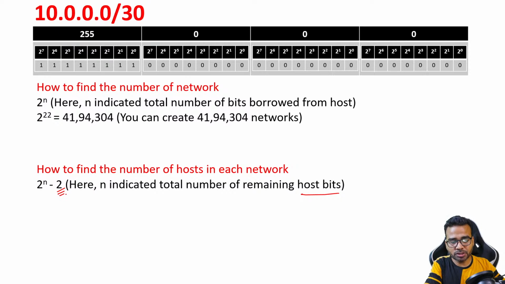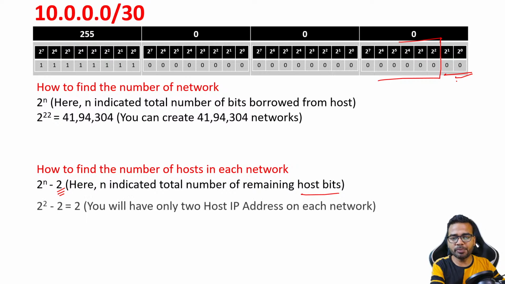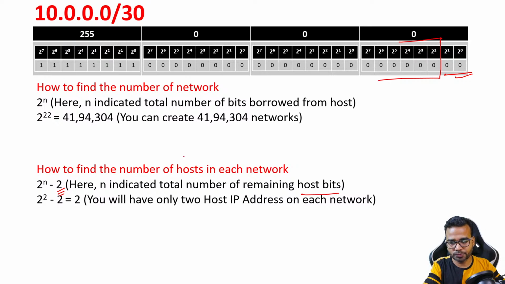Why do we do minus 2? I will explain, just give me some time. So here we have borrowed till here, right? Till here all the bits are for the network. Only 2 bits are left in the host part. So the correct answer will be 2 to the power 2 minus 2, and that is equal to 2.